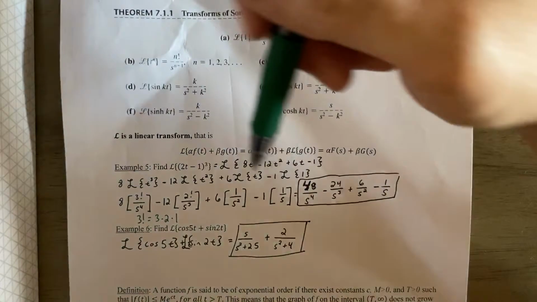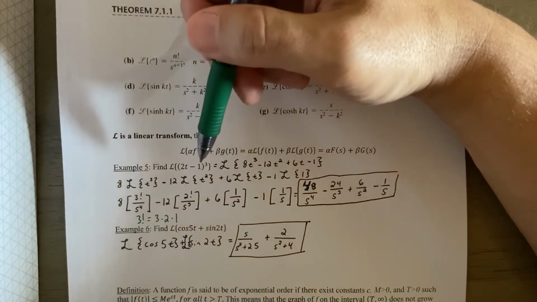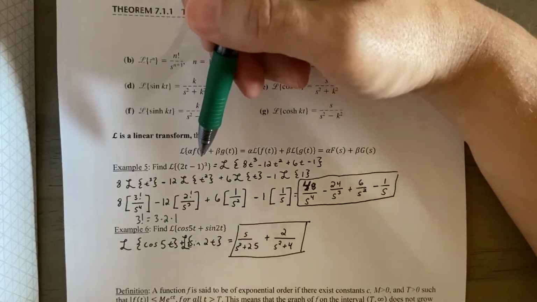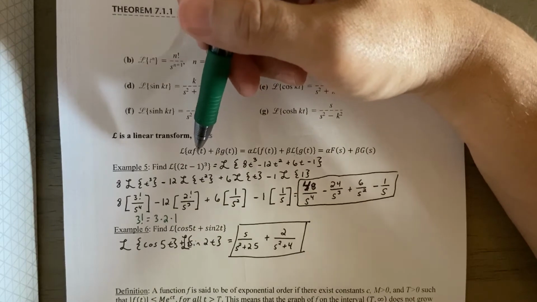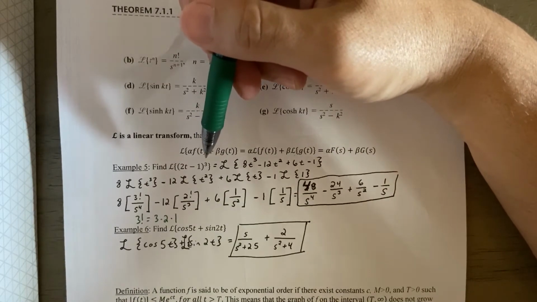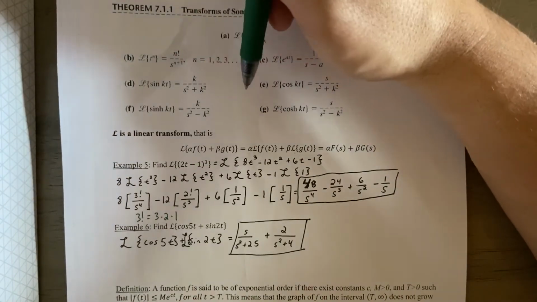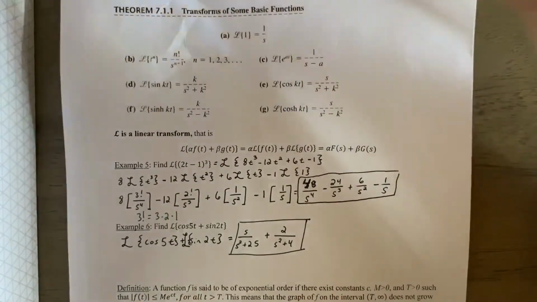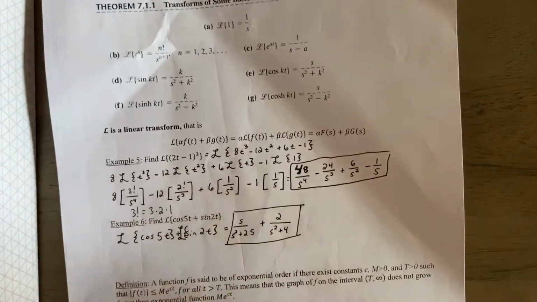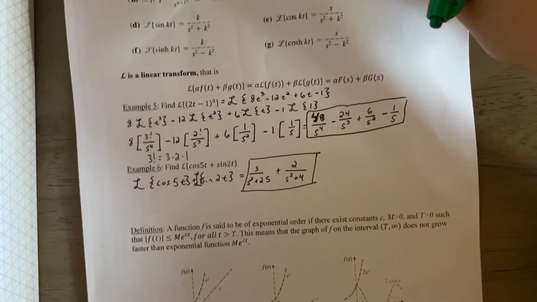All right, so all I wanted to do was write the polynomial form of (2t minus 1) cubed, and then I can just use all of my basic functions to find the Laplace. I don't have to do the integral with e to the negative st, which will save me some time.